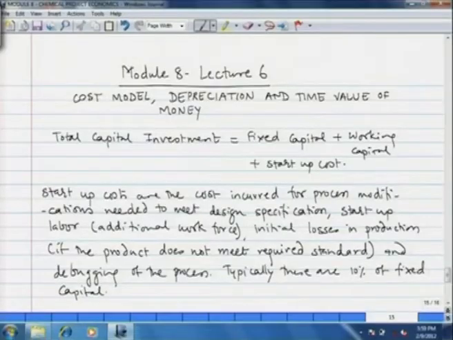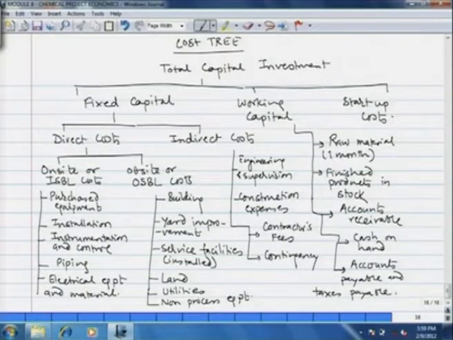Now, let us revise briefly the cost tree or the composition of total capital investment. This we have seen in detail in the last two lectures. The total capital investment has three components, as I said: fixed capital, working capital and startup cost. Fixed capital is further divided into direct cost and indirect cost. Direct costs are further divided into on-site or inside battery limit cost, and off-site or outside battery limit cost. On-site cost includes purchased equipment, the installation of equipment, commissioning of the equipment, instrumentation and control that you need to provide, then the piping, then electrical equipment and material. That is all ISBL.